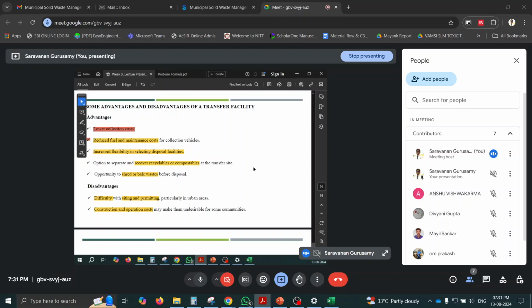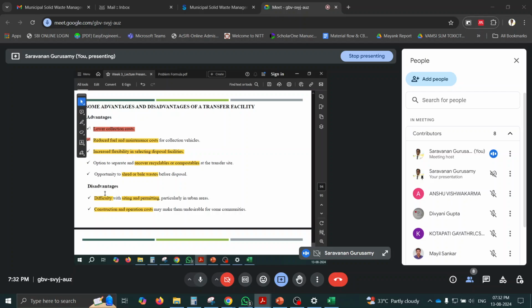And what is the advantage of the transfer station? It will lower the collection cost, reduce the fuel and maintenance cost, and increase the flexibility in selecting disposal facilities. Biodegradable waste may go to compost, recyclables may go to MRF, and hazardous waste may go to landfill. Like that, we have the flexibility to select disposal facilities for different kinds of waste. That will again reduce the load on the landfills. And then there is the option to separate and recover recyclables or compostables, and we can also shred and bale the waste. So that will again reduce the volume of the waste.